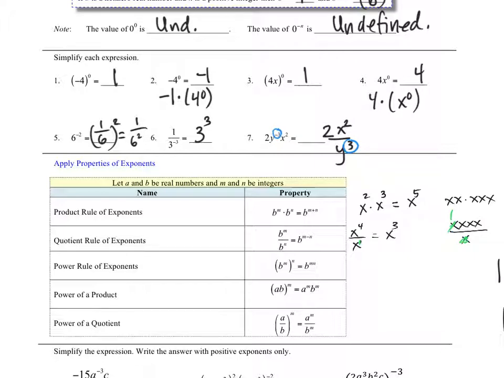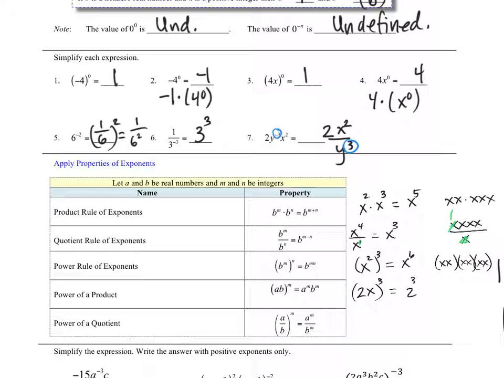And now for the power rule of exponents, if I have, for example, x squared taken to the 3rd power, you get to just multiply 2 times 3 and get x to the 6th, because cubing means take that times itself 3 times, and what that is is x squared. So I would have 3 sets of x squared, so that would be x to the 6th.